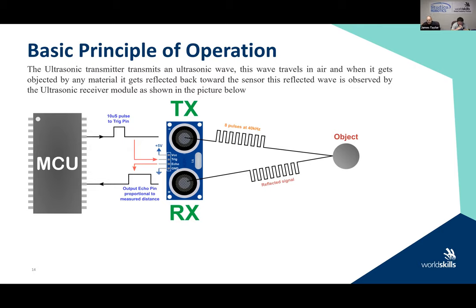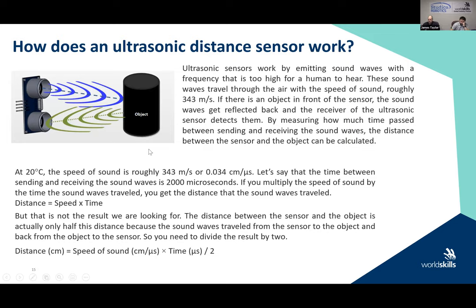We're basically transmitting an ultrasonic wave. The wave's going to travel in air. When it hits a material, it will get reflected back, and the wave is then taken back in by the ultrasonic receiver module. Unlike the IR sensor that sends out light, in this case we are going to transmit and receive an ultrasonic wave to the object. So just some rough theory on the way that this works.